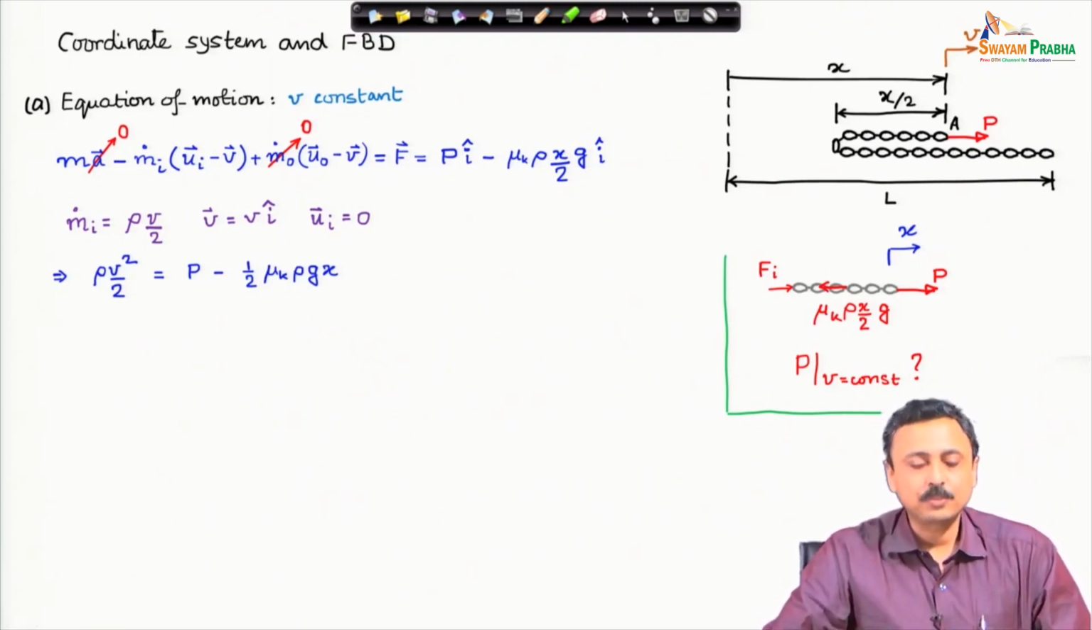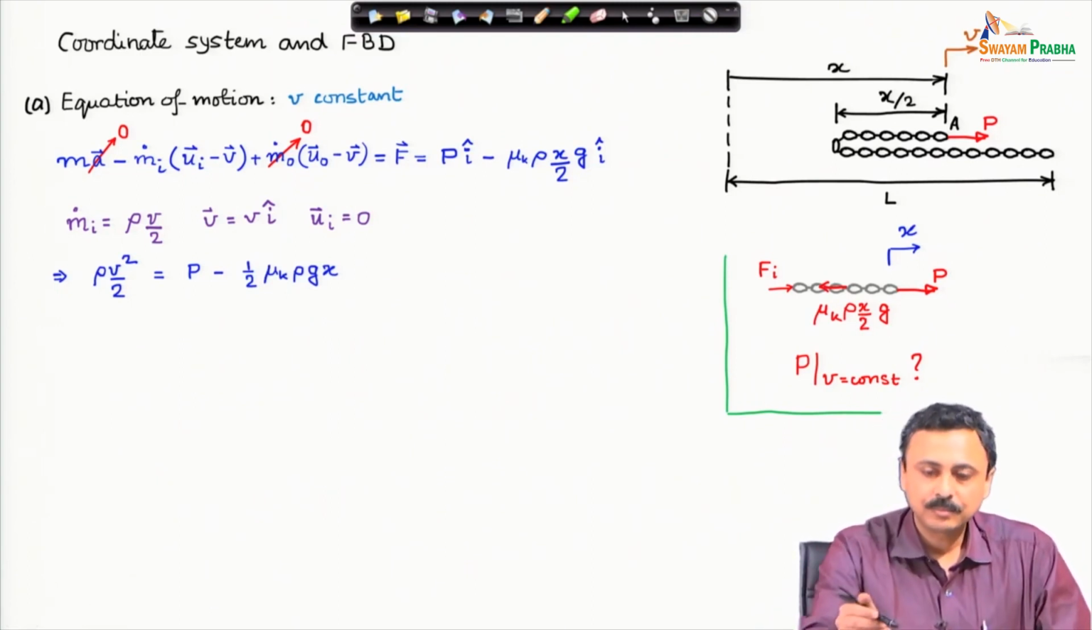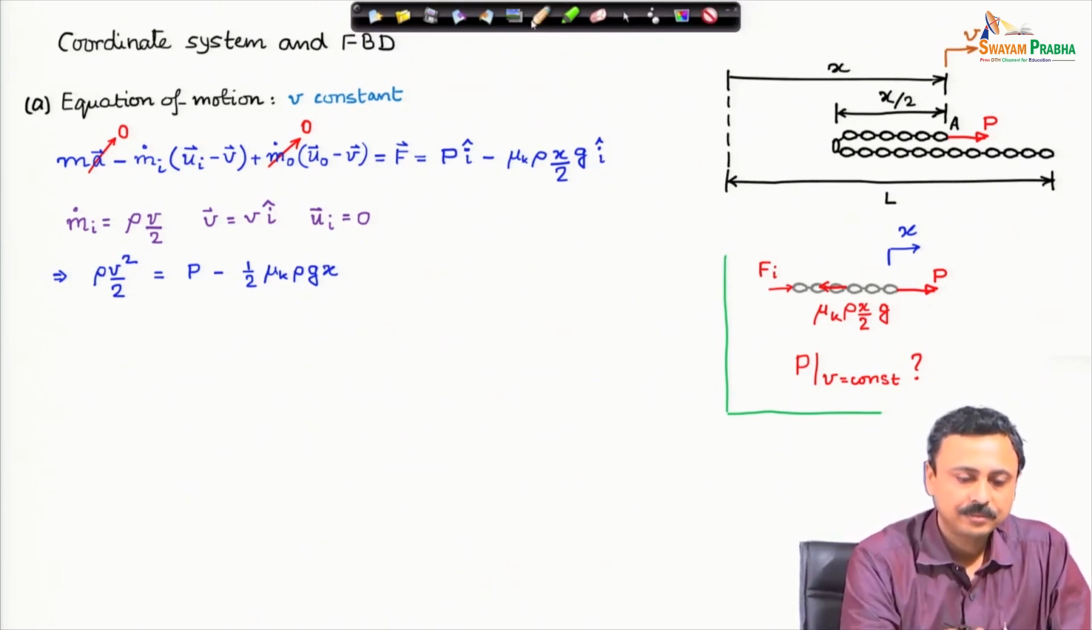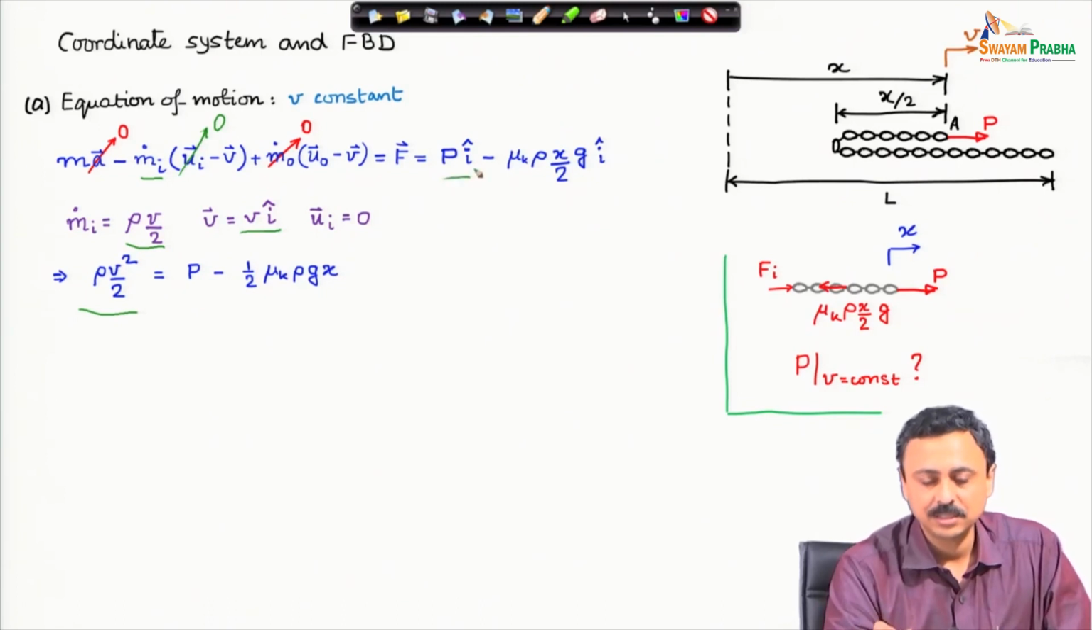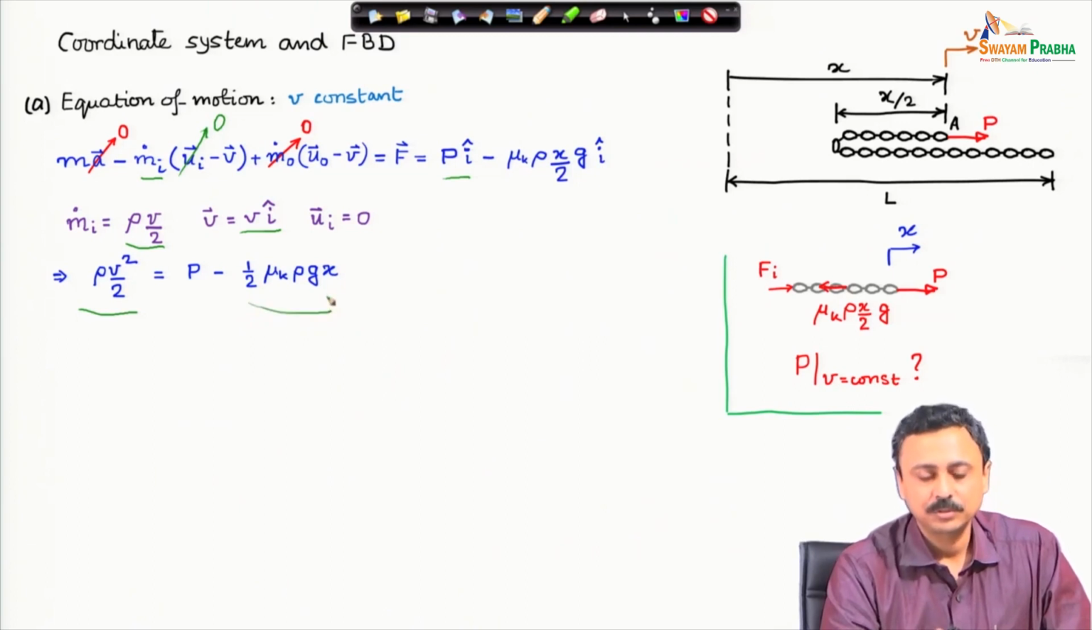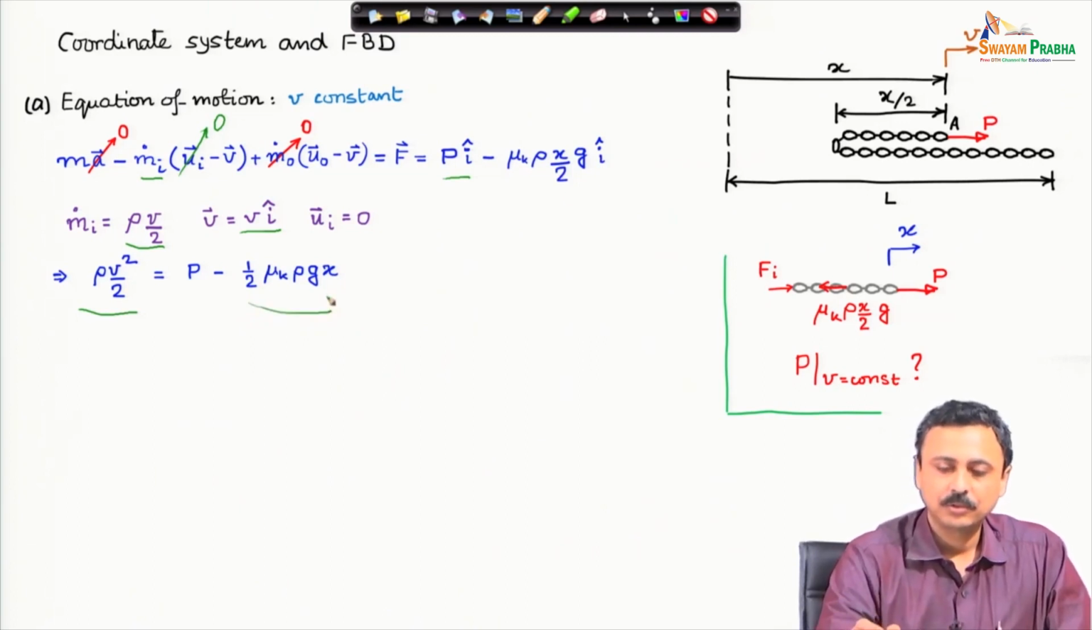I plug in all these expressions in my master equation. I have rho v by 2 as mi dot, this is 0, and minus v is this. So, this minus this becomes plus. So, rho v square by 2 is on the right hand side, the applied force is P and the friction force, which turns out to be this.